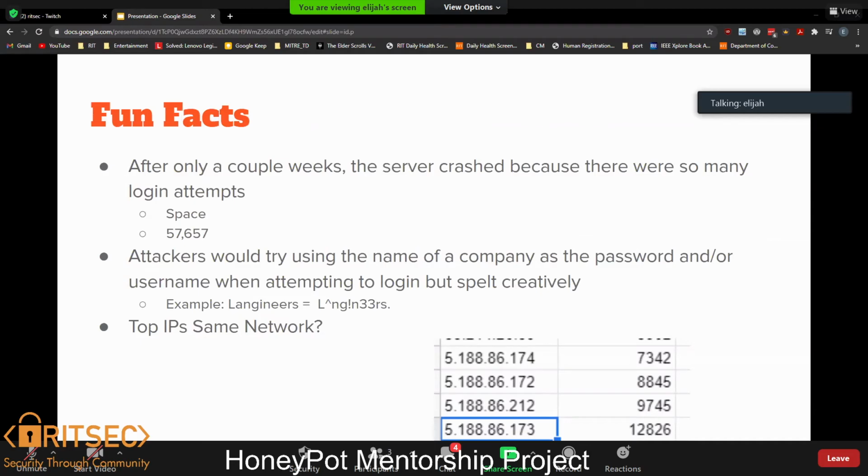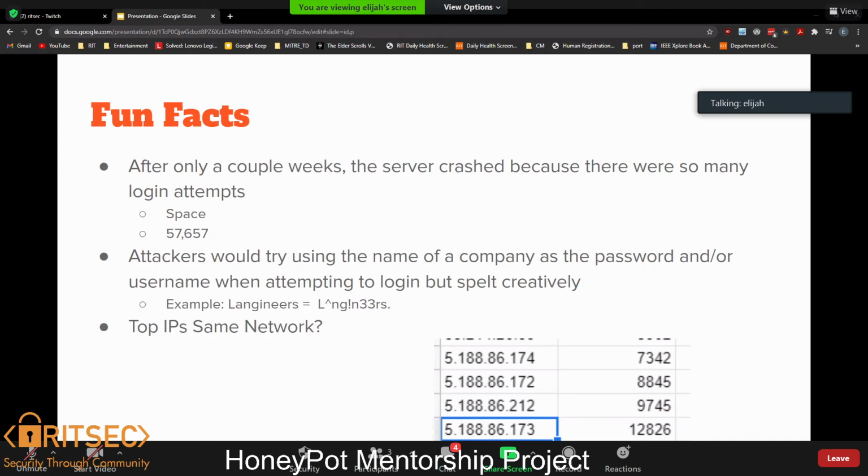So, some fun facts. One, the reason we capped out at around 57,000 log entries is because the server crashed, or the Docker container crashed. We can't remember exactly, but basically we couldn't access it anymore. It just shut down, and we just took what we could get out of there, which was the 57,000 attempts. It was kind of funny. It was like a week or two in, the bots just killed it.